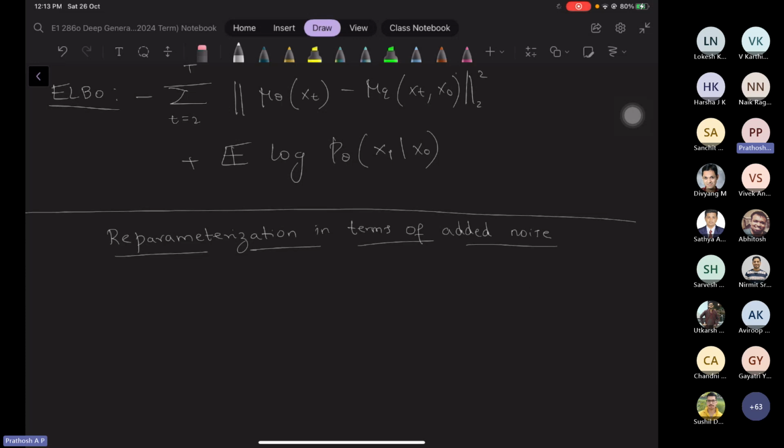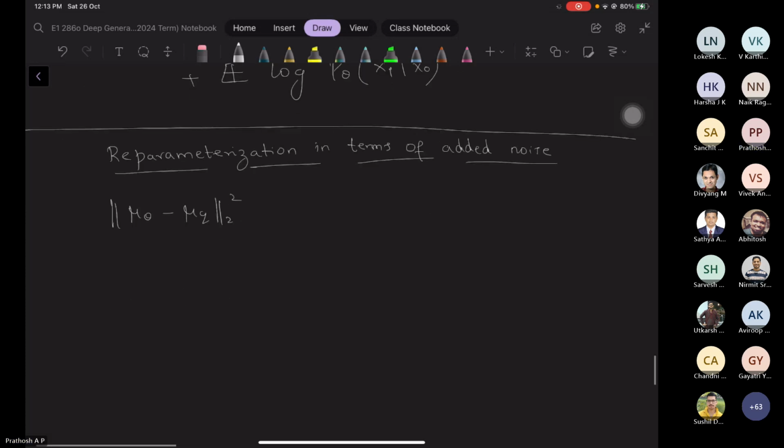Okay, so I will quickly tell you what this is and hand wave, and do the maths the next time, so that you can start implementing. What's the idea? You have mu theta minus mu q as your loss. What is mu q? Some constant c1 times xt, plus some other constant times x naught. Or rather, I can write it as some linear combination of xt and x naught.